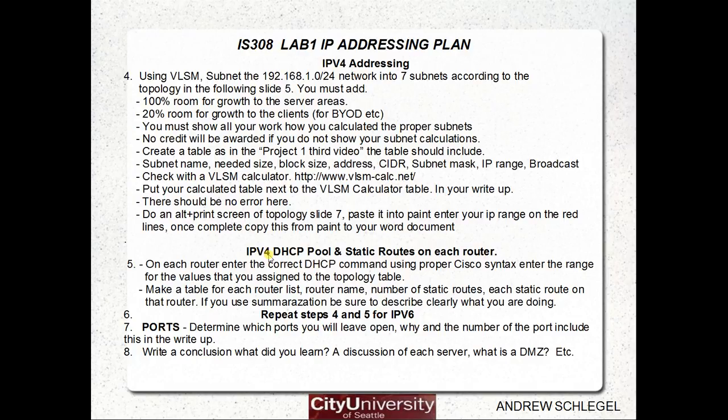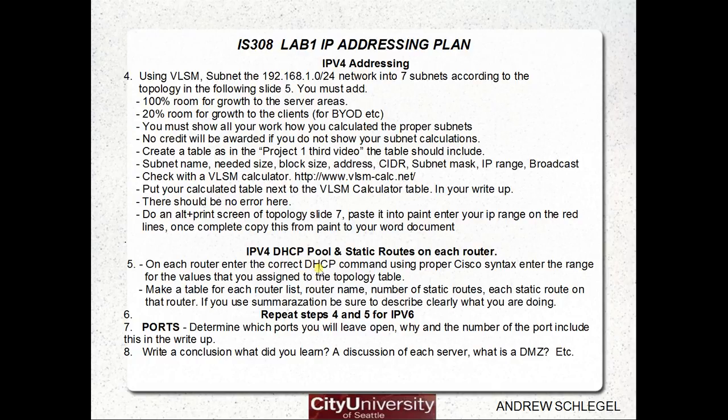Okay, IPv4 DHCP pool and static routes on each router. So on each router, enter the correct DHCP command using proper Cisco syntax. Enter the range for the values that you assign to the topology table. So basically all that's saying is you already got the range up here. You calculated the range for each subnet.